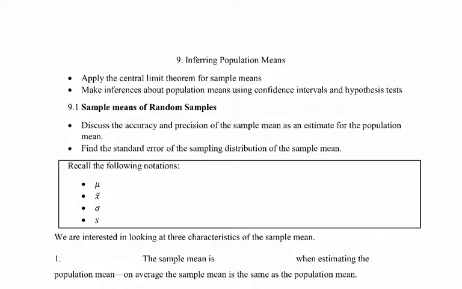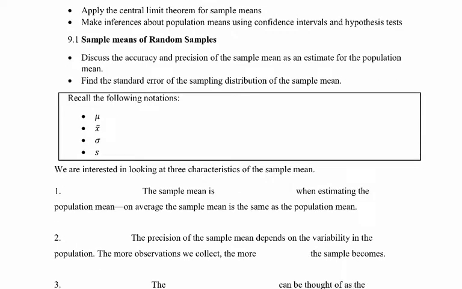We're going to take a look at our last chapter for the course, which is chapter 9, and the name of the chapter is Inferring Population Means. So we're using a lot of the same ideas we used in chapter 7 and chapter 8, but instead of talking about proportions and population proportions, we're going to now talk about the means for those populations and what we think the means are based on our samples that we collect.